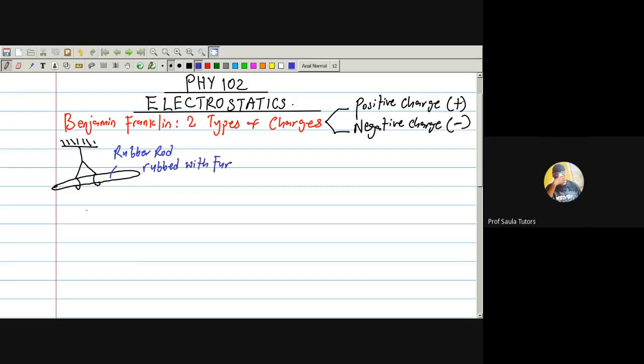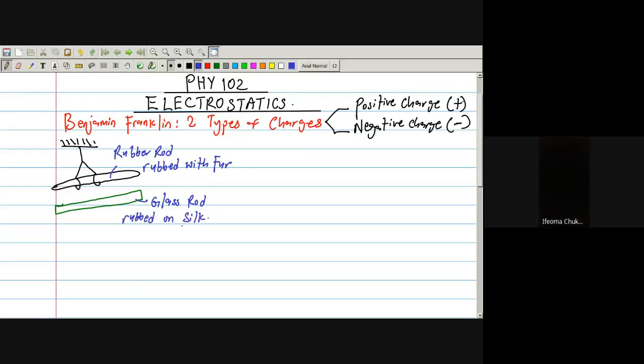Now, also in this diagram again, we have something like this. What you are seeing here is a glass rod. And this glass rod that you have here has been rubbed on silk. Good. So this is what we have.